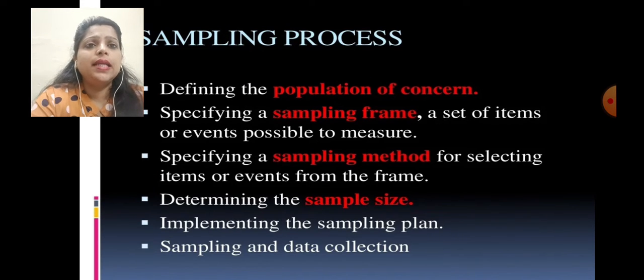Now, what are the sampling process steps? Firstly, defining the population of concern, which population you want to take the sample from. Second, specifying a sample frame, a set of items or events possible to measure. And we are selecting a sample frame with a set of events and items. Third, specifying a sampling method for selecting items or events from the frame. Then, determining the sample size. Thereafter, implementing the sampling plan, sampling and data collection.